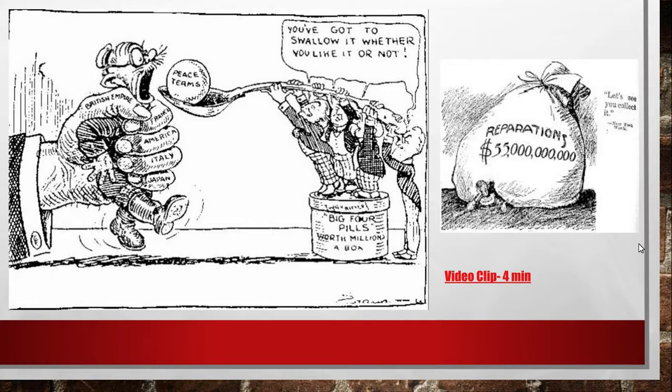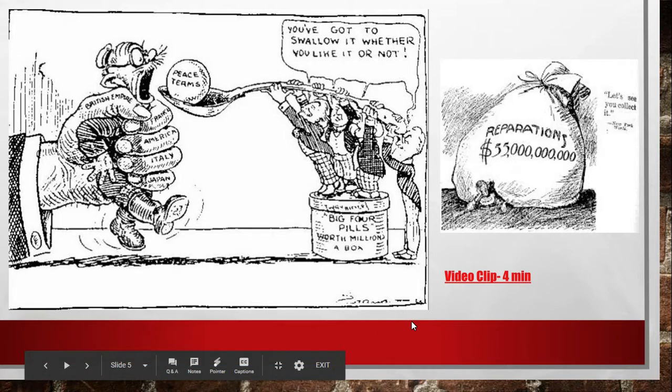Looking at this political cartoon, we can see that over here, this hand represents the British Empire. This picture here is going to be Germany. The other hands are France, America, Italy, Japan. Over here it says Big 4 pills worth $1 million a box. And these guys are saying you've got to swallow it whether you like it or not. They're shoving the peace terms, supposedly a Big 4 pill, into the mouth of Germany. So what we see here is that the Treaty of Versailles was forced upon Germany by these powers.